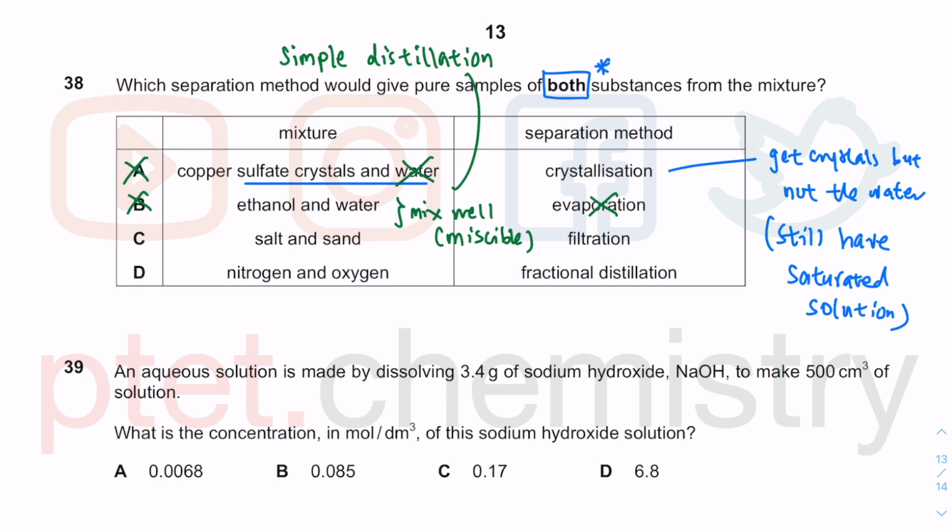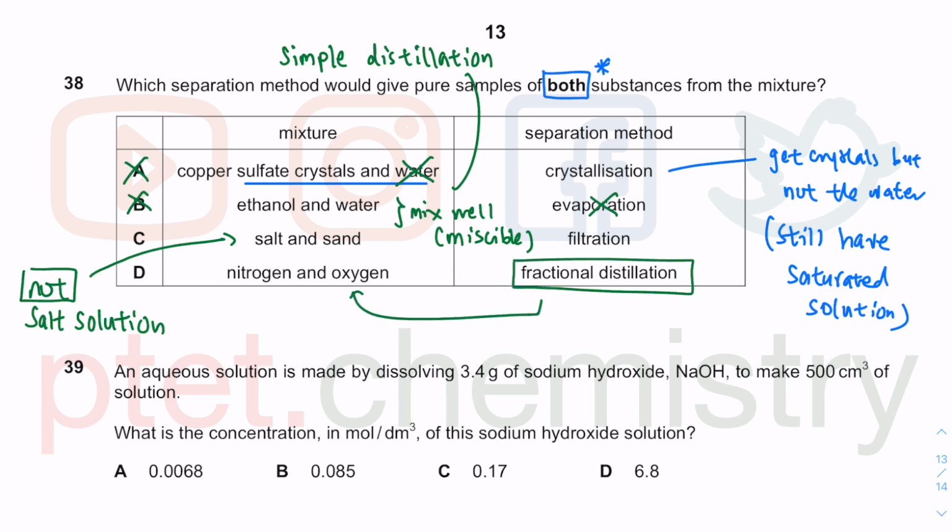Salt and sand, so you could use filtration, and that's after you dissolve it in water. The salt dissolves in water, the sand is insoluble, so filtration is good. However, from the mixture, this is not salt solution. This question is a bit tricky. This is not salt solution, because if we look at the next one, fractional distillation is correct. From liquid air, you can definitely separate out nitrogen and oxygen, and that is how we get nitrogen and oxygen in industry, because these gases have different boiling points and can be separated.